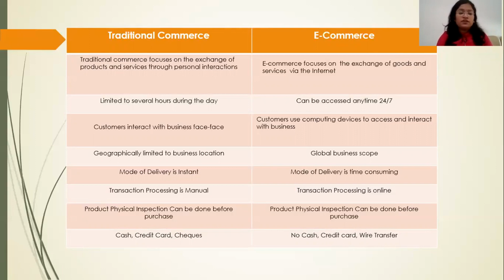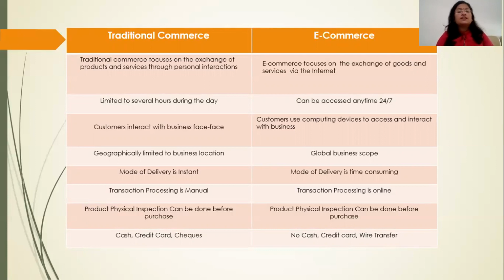The next point of differentiation is about mode of delivery. In traditional commerce, you go to the shop, you will have the exchange of goods and services, you will pay money and you will get the product. So the delivery is instant. Whereas in e-commerce, as you all know, e-commerce takes a minimum time of 1 day, 24 hours, or else a minimum of 3 days required to deliver the product.